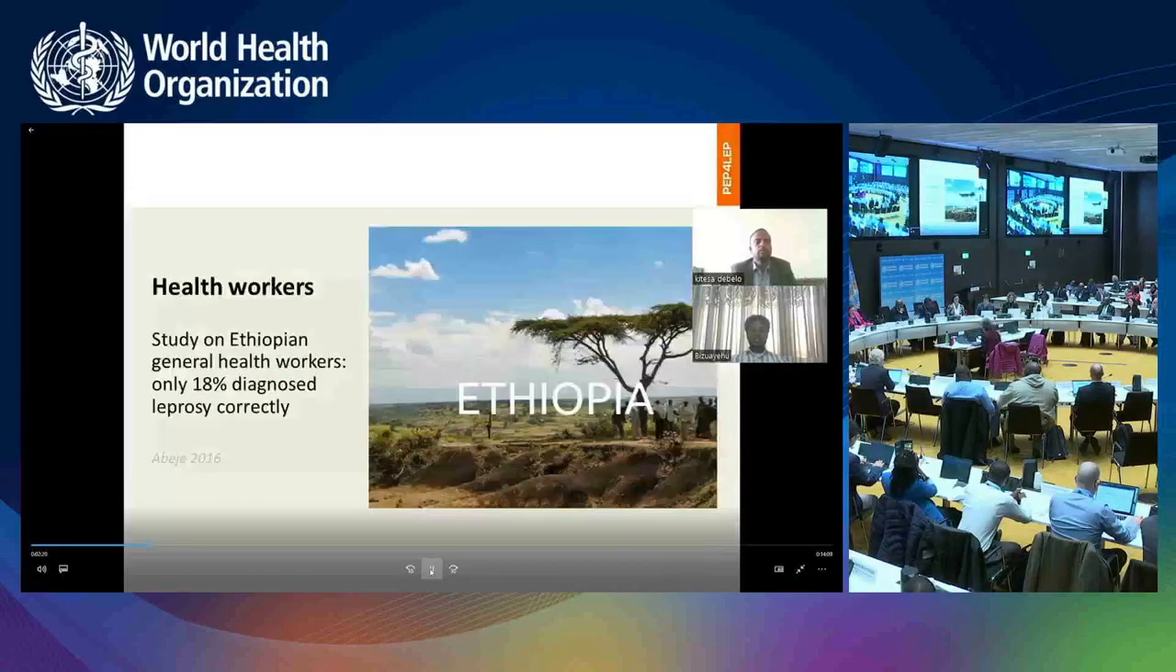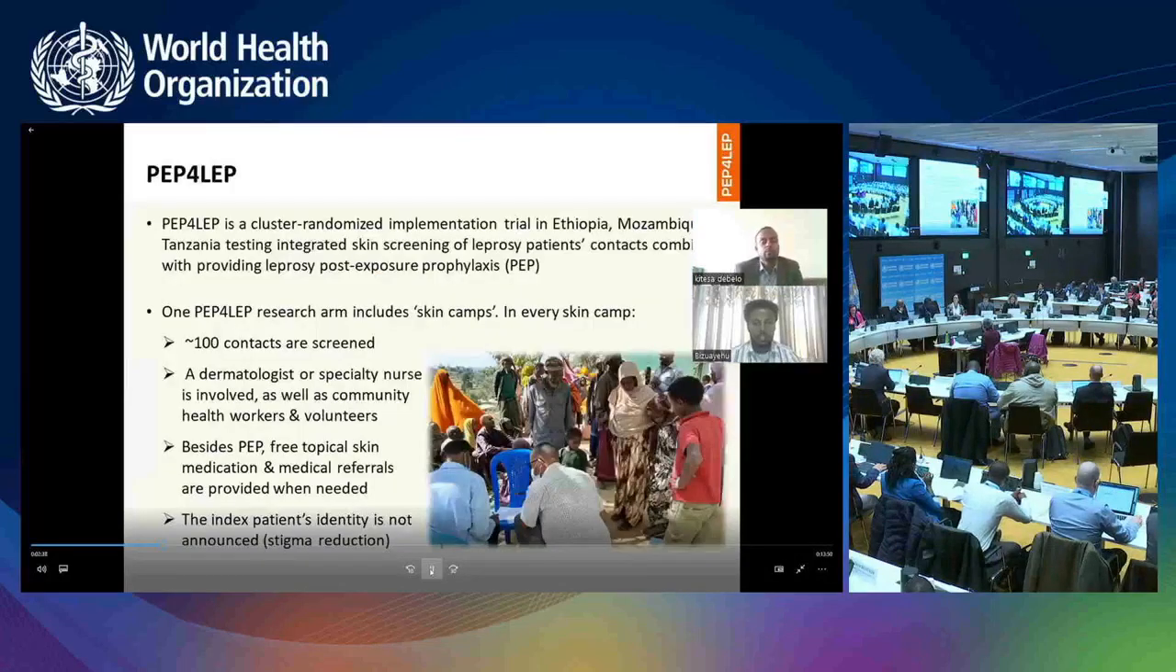And this becomes especially clear if you look at the research conducted in Ethiopia that shows only 80% of the general health workers included were able to diagnose leprosy correctly. The other important point of this presentation is the PEP or LEP.